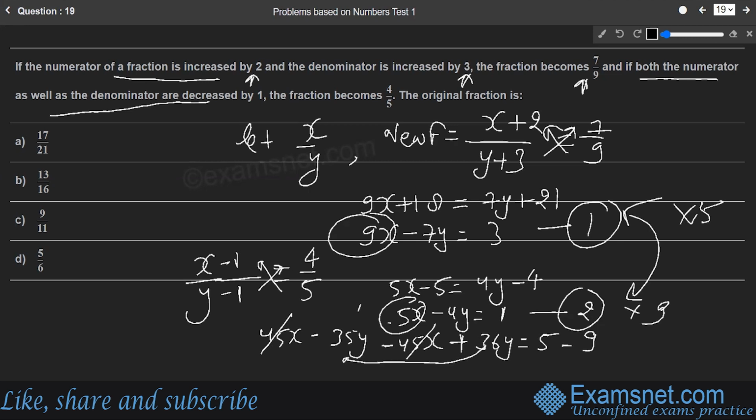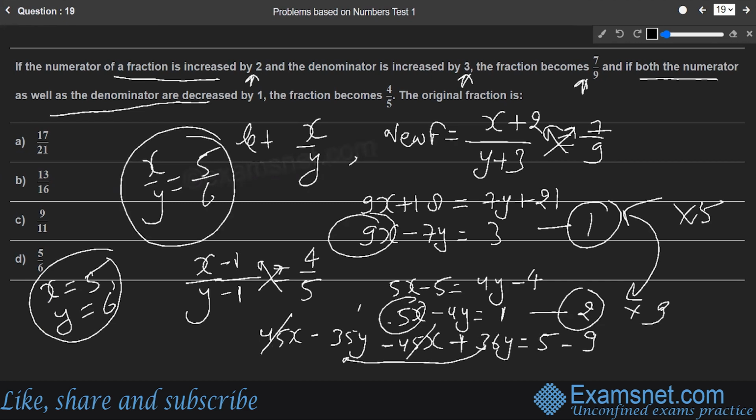Okay, solving this we can get both the values. The x value is coming as 5, and the y value is coming as 6. So we can create the original fraction. x by y was the original fraction, that is nothing but 5 by 6. So that is the right answer. It is available in option number D.